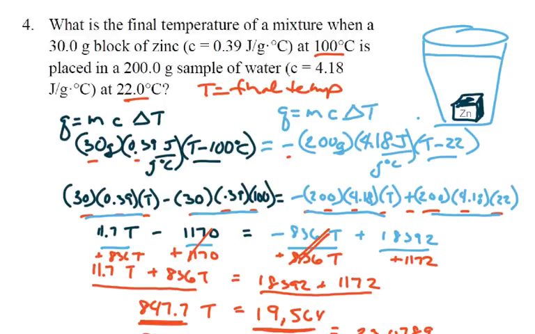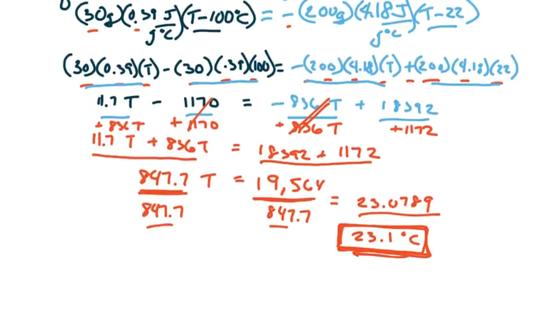So if I started with water at 22 degrees and zinc at 100 degrees, water resists change so much, and there's a lot of it, that when I'm all done, my final temperature here is 23.1 degrees Celsius. Okay, and that's my final temperature.